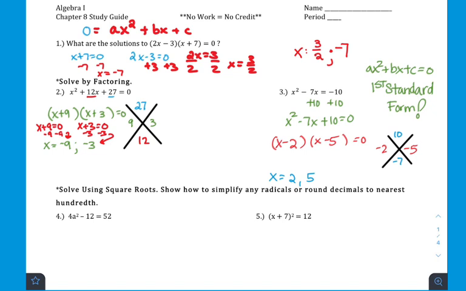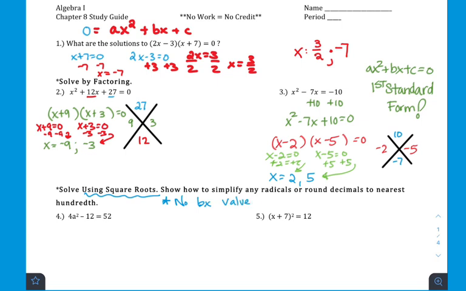On 4 and 5, we are solving using square roots, right? We know we use square roots because there's no bx value. That means I cannot x box them, and they are either a difference of 2 squares or maybe a perfect trinomial.